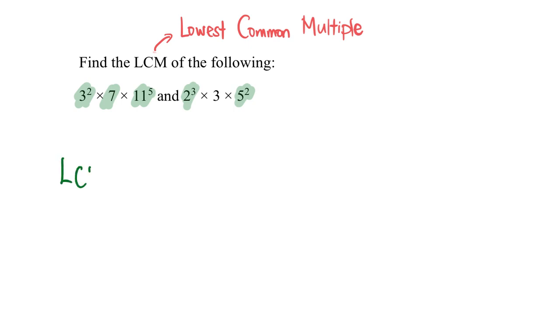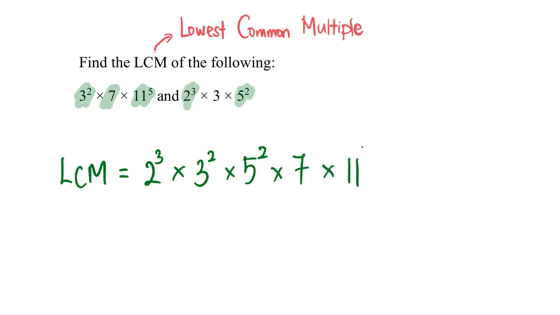And so the final answer is 2 power 3 times 3 power 2 times 5 power 2 times 7 times 11 power 5. And this will give me a value of this pretty large number.